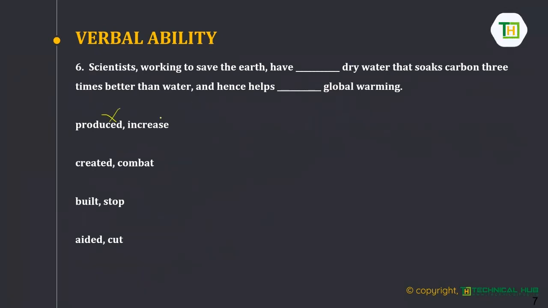Why should they invent something to increase it? They always try to decrease or stop something like that. So, scientists have created dry water that soaks carbon 3 times better than water, and hence helps combat global warming. Combat means fight against global warming. Okay, and option B is the right answer.